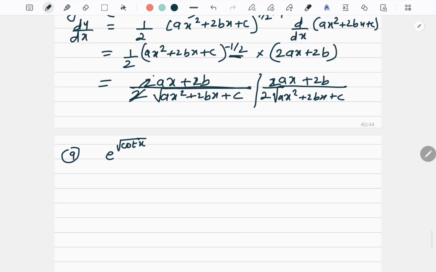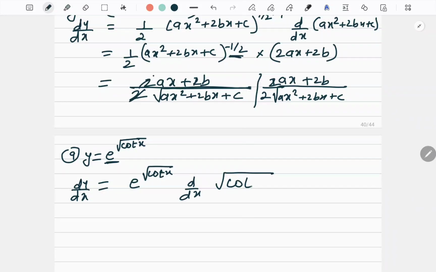Now come to the next question, e to the power under root of cot x. So this is your y. When I am doing dy by dx, first the exponential, right? What is the differentiation of e? Same thing. So it becomes e to the power under root cot x, and d by dx of under root cot x. Now this d by dx is hitting the root.